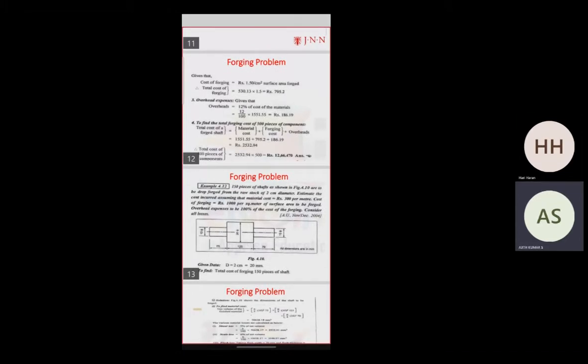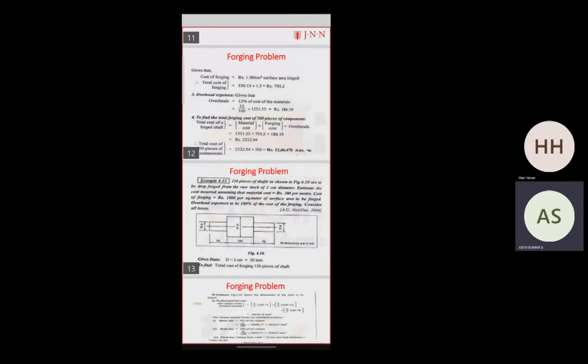They have given the material cost equal to rupees 300 per meter, and the cost of forging equal to rupees 1000 per square meter of surface area to be forged, and overhead expenses to be 100% of cost of forging. Consider all losses. They have given the material cost, the cost of forging and overhead expenses. The diameter is 20 mm. So first we have to find the net volume.